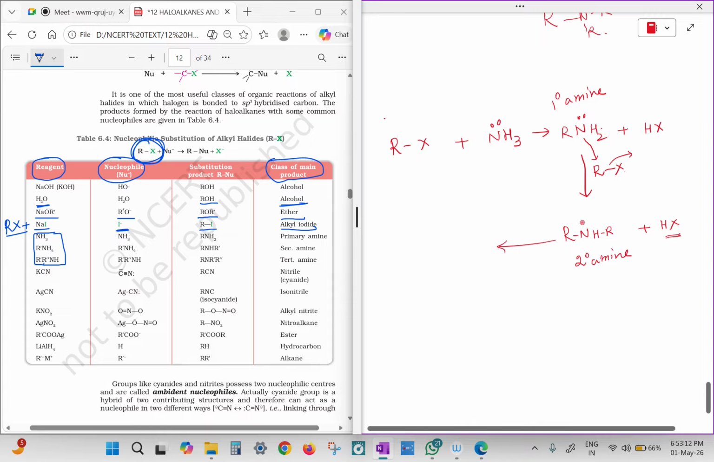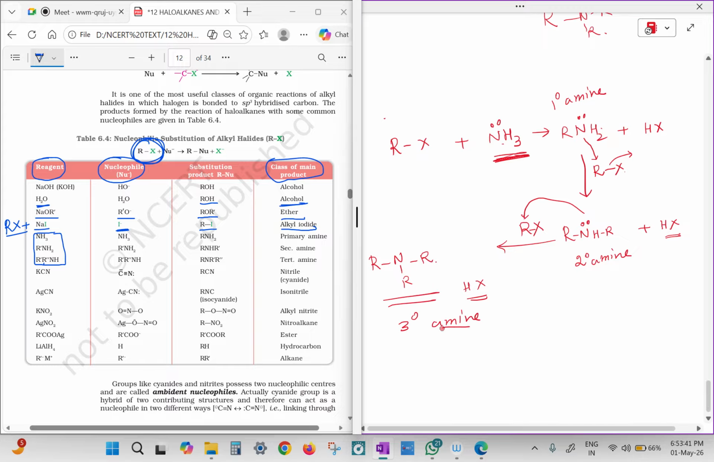This doesn't stop the process because there is a lone pair. It will attack subsequently on one more alkyl halide. The halide is lifted off and you will be getting R3N. So one after the other, the 3 hydrogens of the ammonia will get replaced by the R. Is that clear, children? And the product thus formed is said to be a tertiary amine.